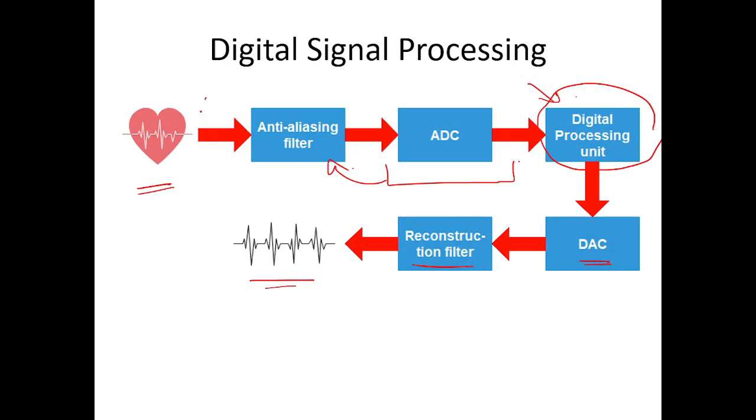If you see over here, the signal is a continuous time signal. After the anti-aliasing filter, we have this continuous time signal. Then we have the analog to digital conversion. Any ADC performs two functions. The first one is sampling, and the second is quantization.